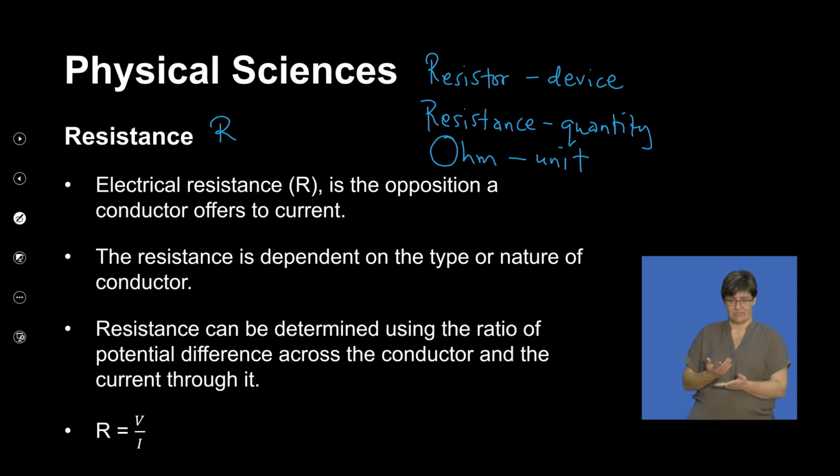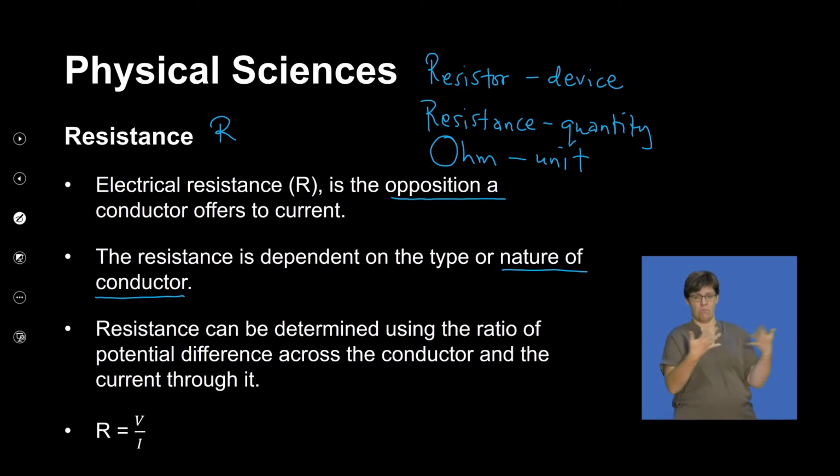So in a resistor, the resistance is dependent on the type or nature of the conductor or material that makes up that conductor. Some conductors offer high resistance, some offer low resistance. Those that offer high resistance have greater opposition to the current flow, while those that offer lesser resistance, by comparison, offer lesser opposition, okay?